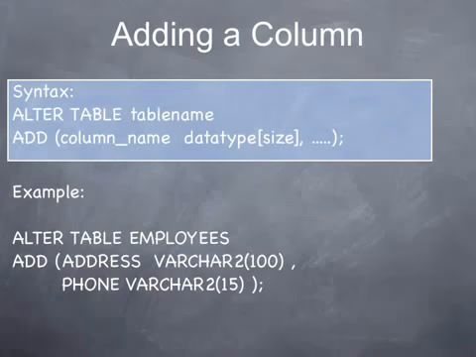In the example, the structure of the employees table is being modified. The command reads as alter table employees, add, open parentheses, address, varchar2 of 100, comma, phone, varchar2 of 15, close parentheses. Two columns are being added. The columns are address and phone.